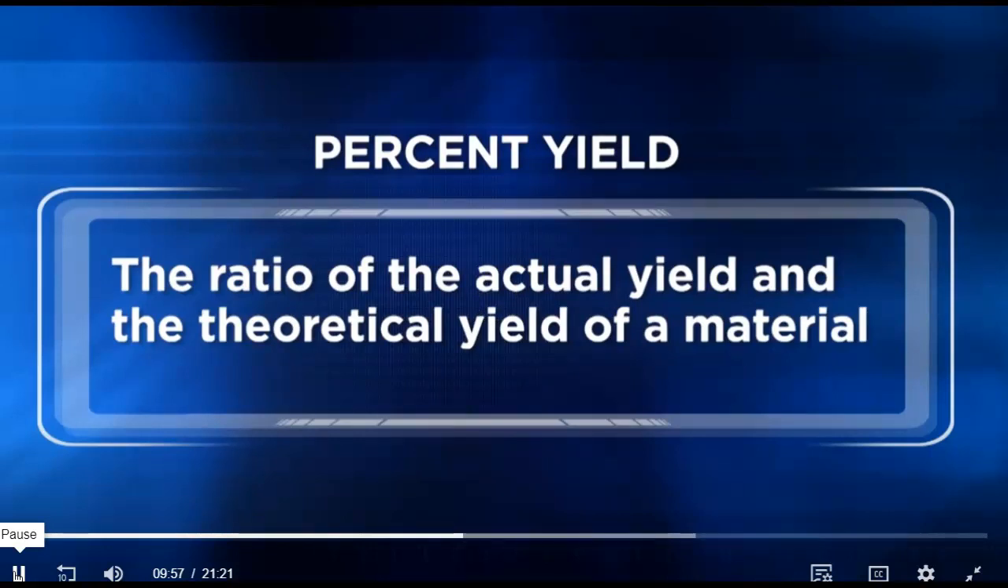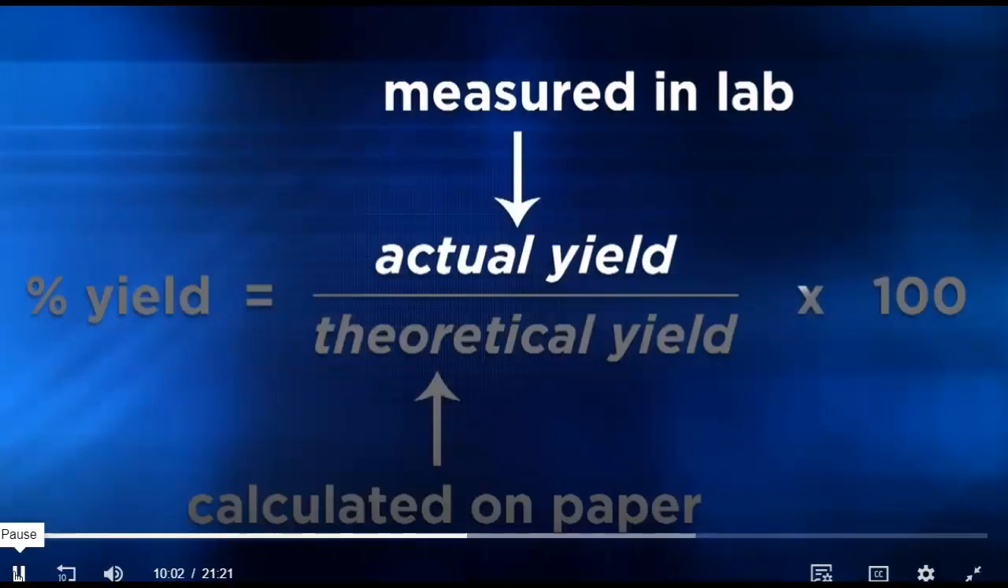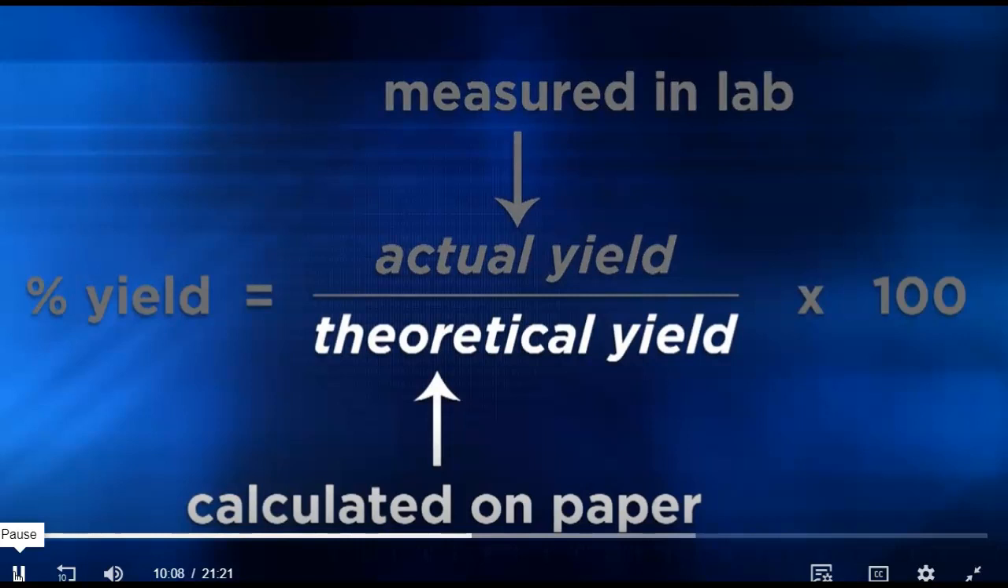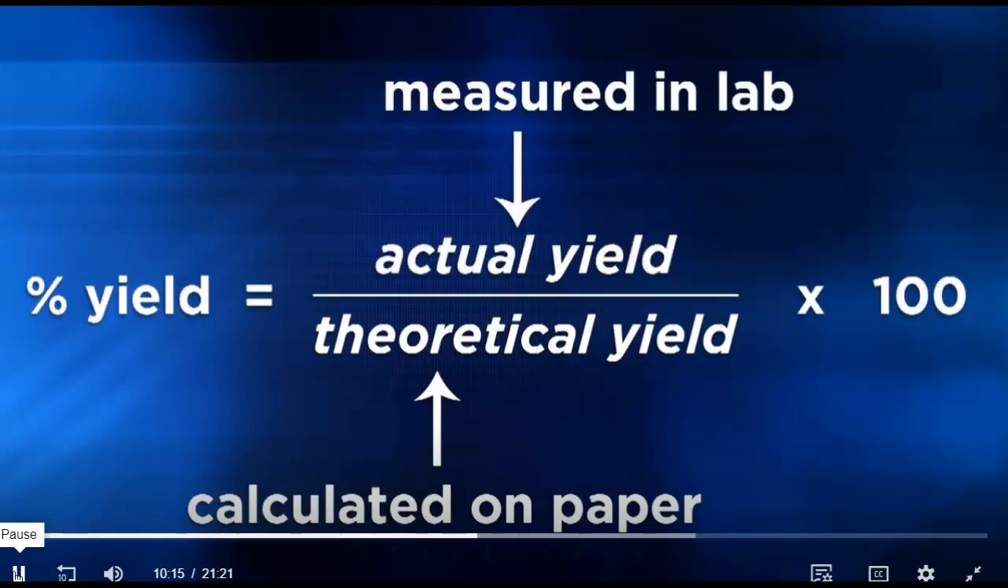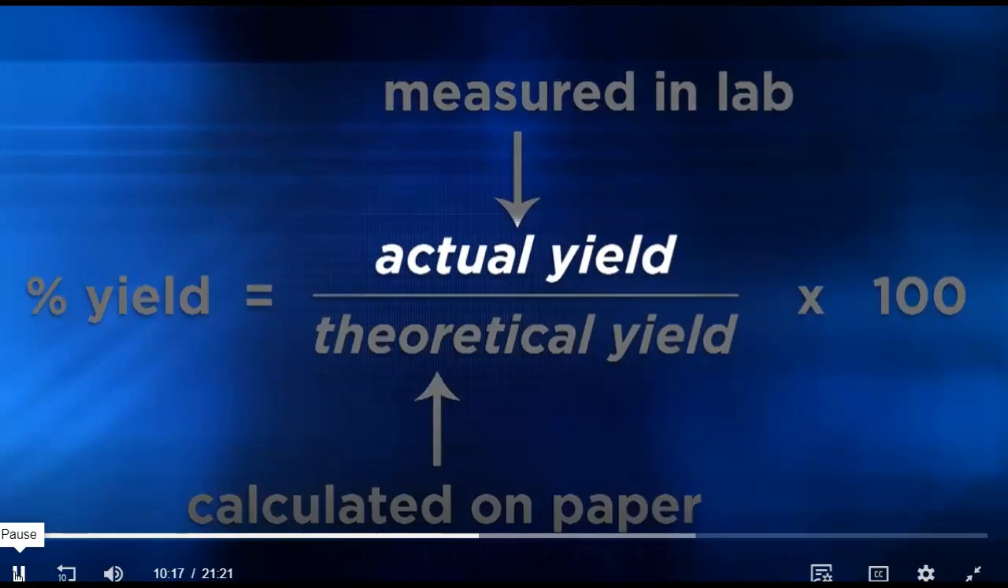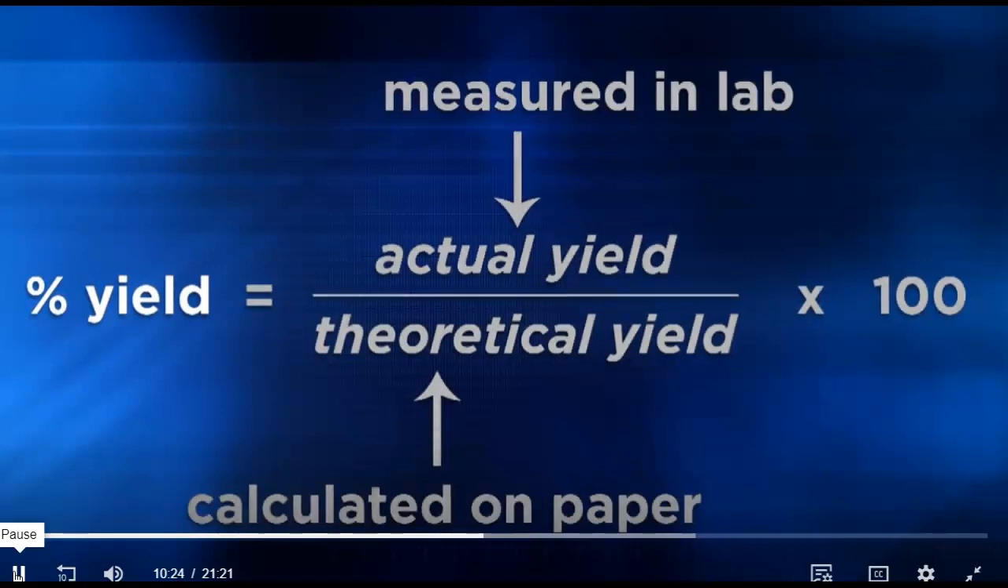Percent yield is a measure of the reaction's efficiency. It's determined by comparing the amount of product that's actually recovered in a lab when the experiment is run, known as the actual yield, to the theoretical yield, which is calculated using stoichiometry. The formula for percent yield is actual yield divided by theoretical yield times 100, which converts it to a percentage. It can be the first indicator of a source of error in the experimental design.